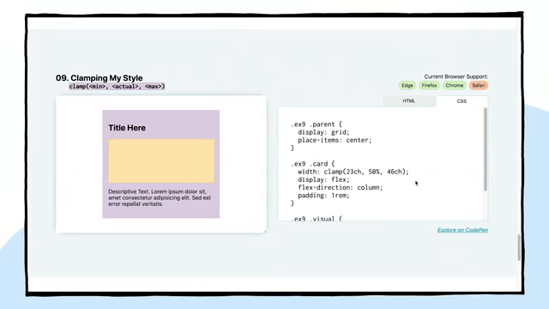Here's where we get into some techniques with a little less current browser support. I like to call this one clamping my style, and it's a really neat trick. Remember at the beginning of this video, we talked about min, max, and clamp? Well, here's where it can come into play for layout and element style. Here I'm specifying the width using this clamp function, and I'm setting clamp 23ch, 50%, 46ch. What does this do? Let me show you exactly what's going on here.